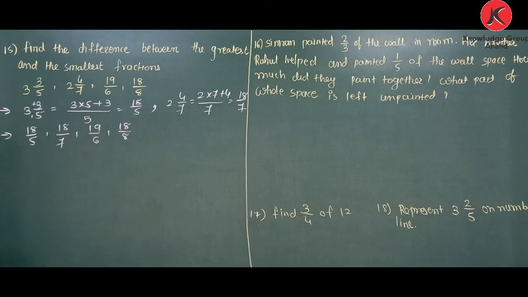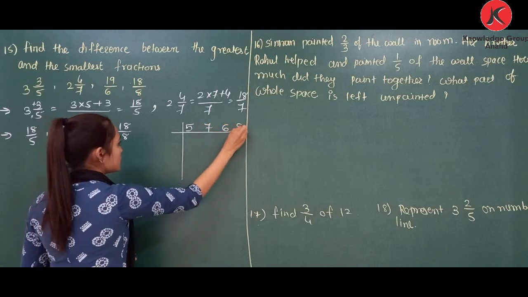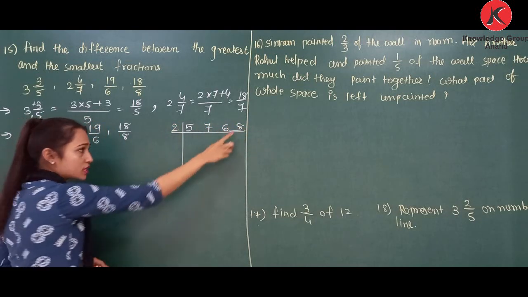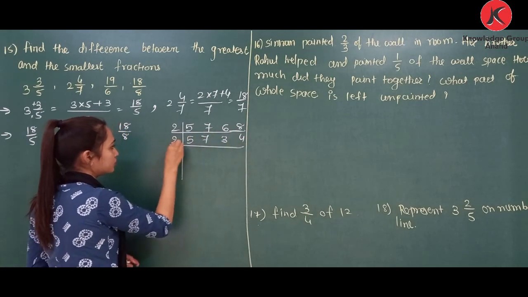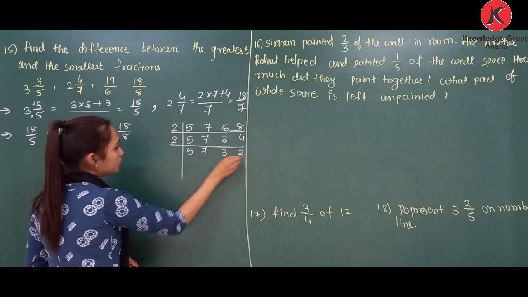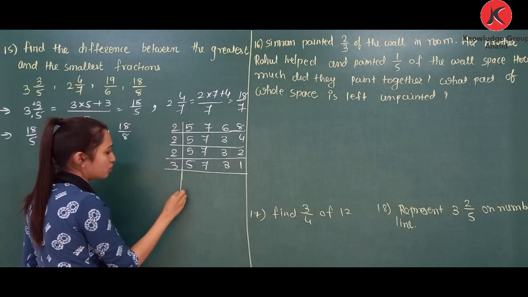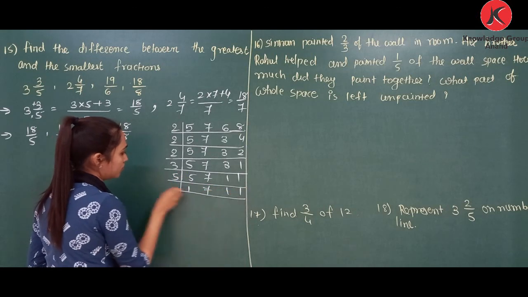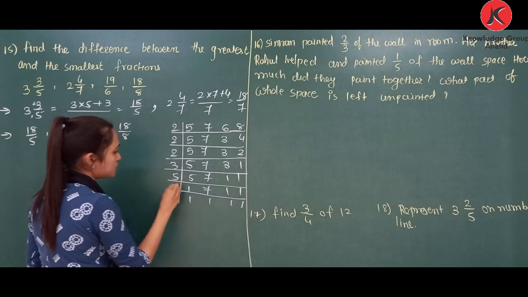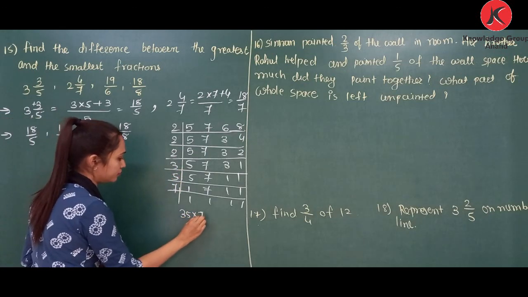Now we cannot compare these because the denominators are different. So let's take the LCM of 5, 7, 6 and 8. So we start with 2 because 8 and 6 are there. 2 3s are 6, 2 4s are 8. 1. Now next number is 3. Now next is 5. And last 7. 7 5s are 35, 35 2s are 70.